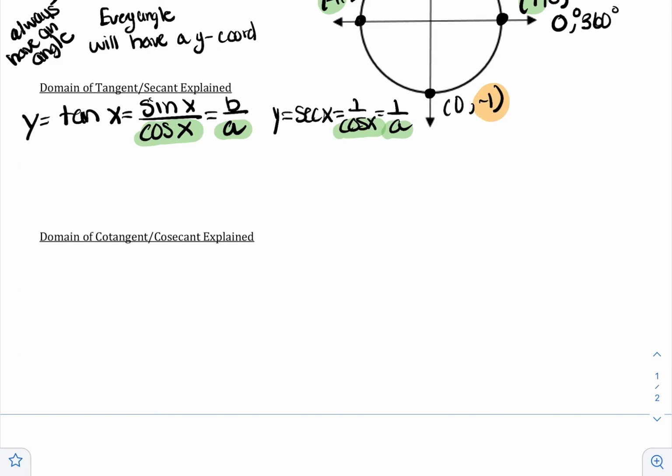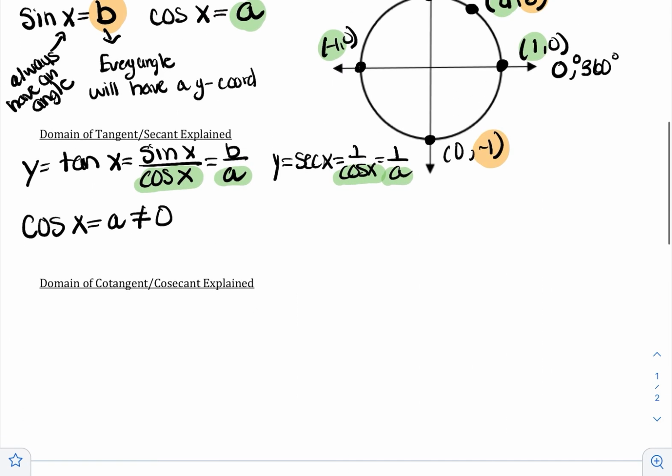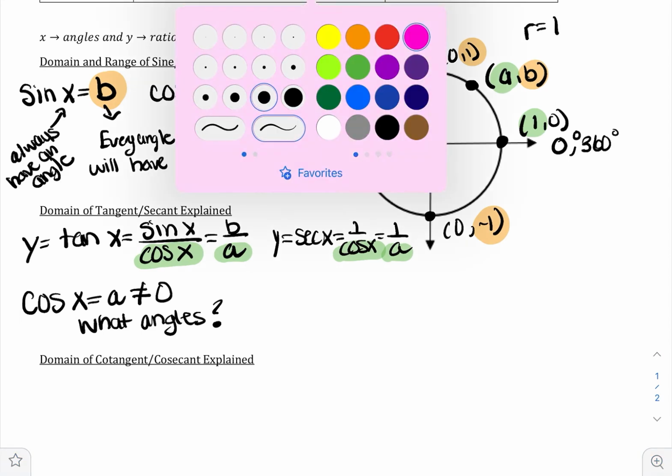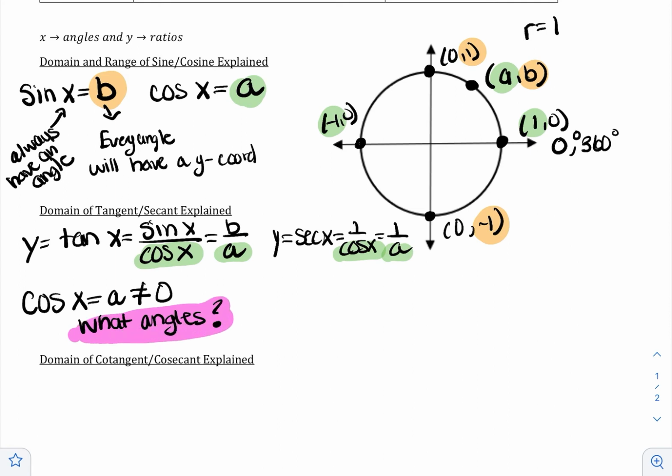And in a fraction, the bottom cannot be 0. So what you have is that the cosine of x, which is equal to the x-coordinate, cannot be 0. So what we do is we look here and we say, what angles does this happen at? Well, the angles where cosine is 0, remember, it's the x-coordinate. So I'm going to do this in pink. At what angles is cosine 0? Well, the x is 0 here and here. And that's the angle of pi over 2 and 3 pi over 2.